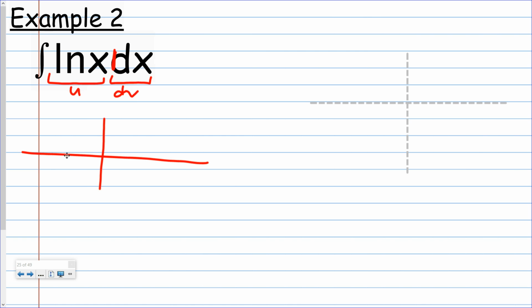You do that little crosshairs, just like we always do for integration by parts. On the top left, you put your u equals. So u equals ln of x. On the bottom right, you're going to put dv equals dx.